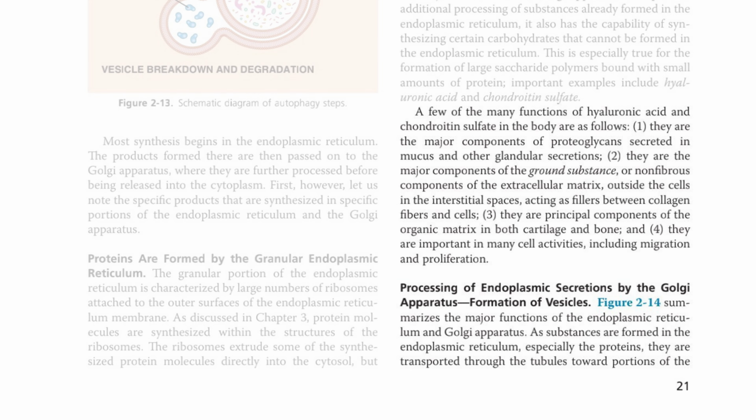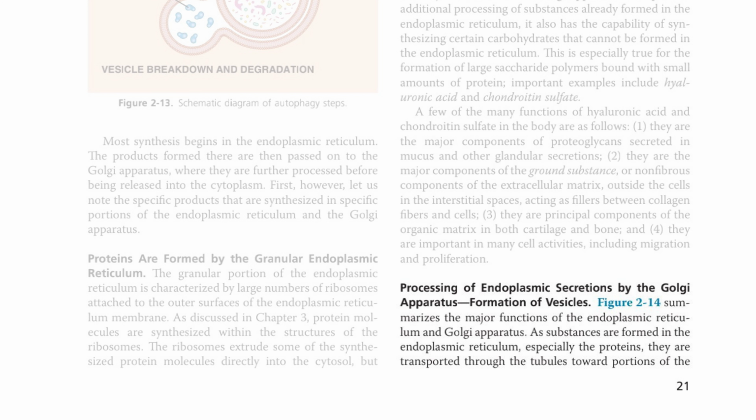A few of the many functions of hyaluronic acid and chondroitin sulfate in the body are as follows. 1. They are the major components of proteoglycans secreted in mucus and other glandular secretions. 2. They are the major components of the ground substance, or non-fibrous components of the extracellular matrix, outside the cells in the interstitial spaces, acting as fillers between collagen fibers and cells. 3. They are principal components of the organic matrix in both cartilage and bone. And 4. They are important in many cell activities, including migration and proliferation.